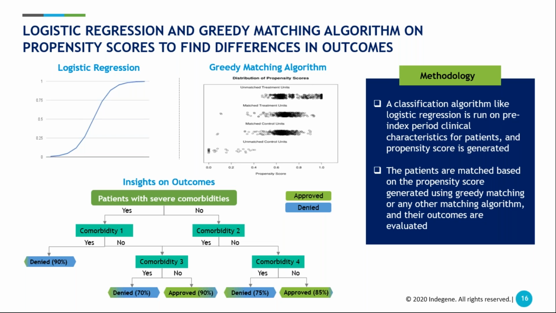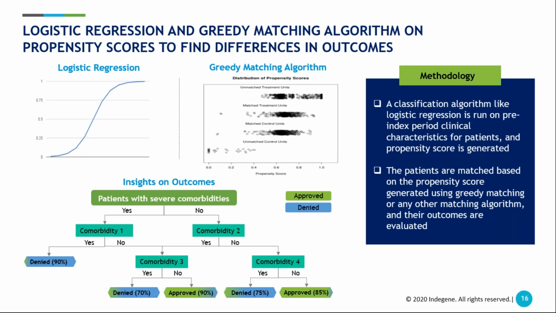So these calls with regards to what other additional criteria you will have to match the patients on, apart from propensity score, have to be taken on a case-by-case basis, based on the market that we are looking at and based on the key comorbidities for that market. And once you do that, you can be pretty sure there is no bias with regards to the patient cohorts in both approved and denied cohorts.